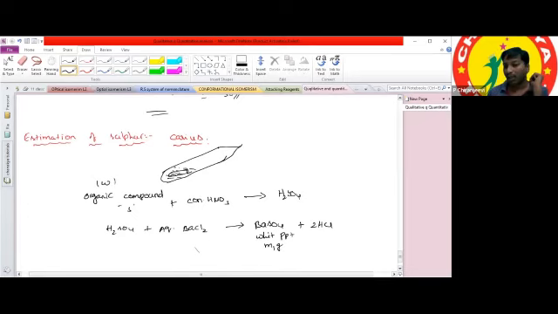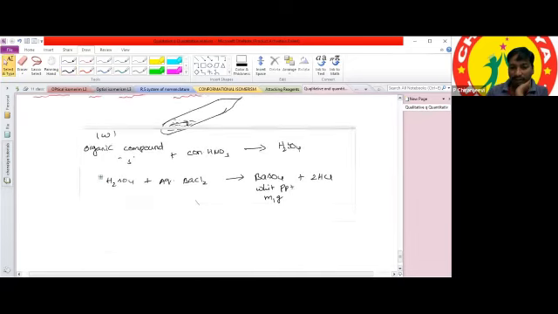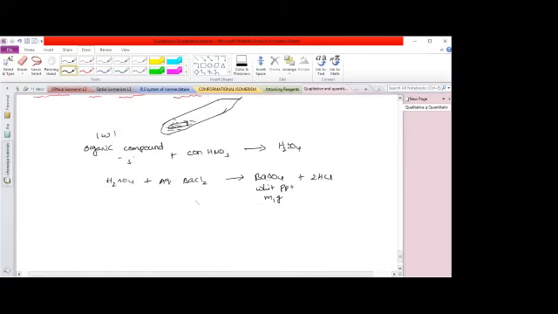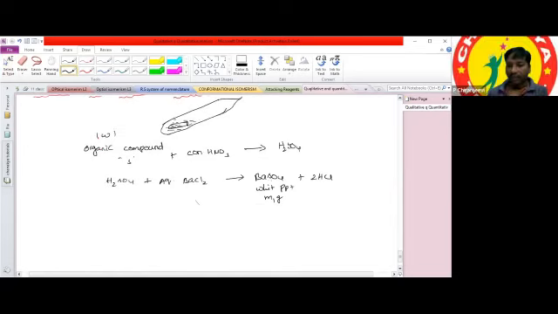Now, you already know the molecular formula of barium sulfate. One mole of barium sulfate contains how many sulfur atoms? The number of sulfur atoms present in barium sulfate is 1. What is the atomic mass of sulfur? 32. Now, the molar mass of barium sulfate is 233 grams.